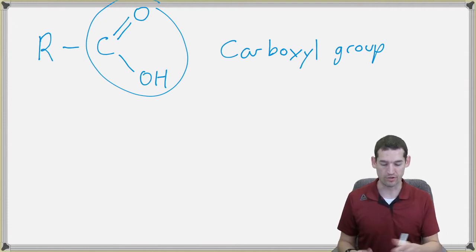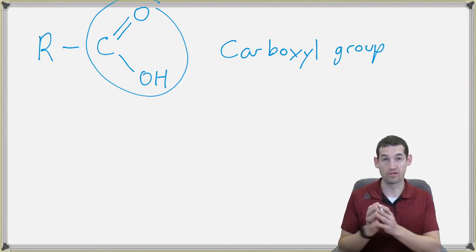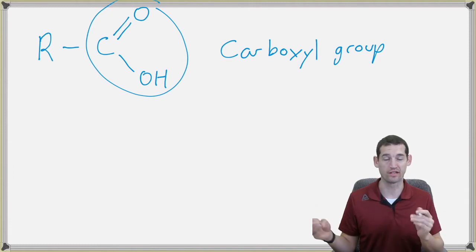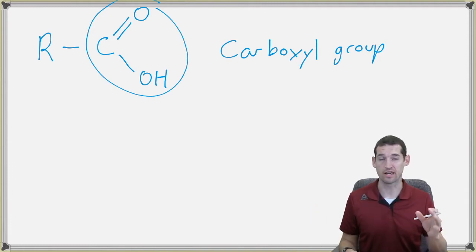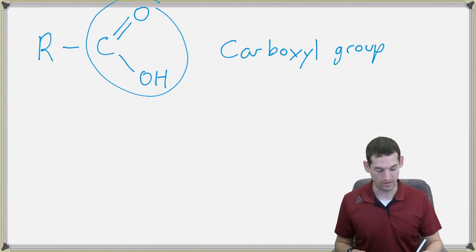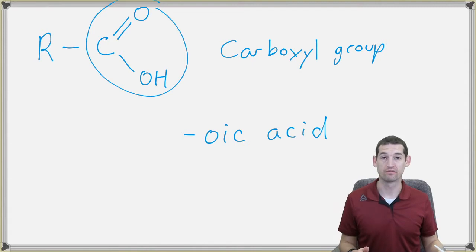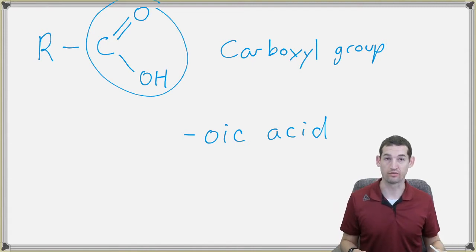In terms of naming, all I really have to do is find the name of the longest carbon chain, name it whatever it would have been if the functional group wasn't there, drop the E, and add on the suffix or ending oic acid. And that's going to figure that out for us.